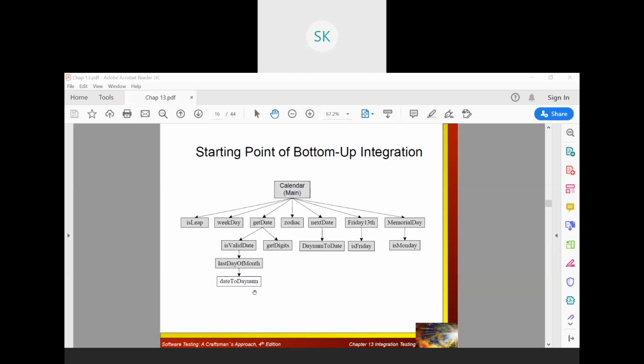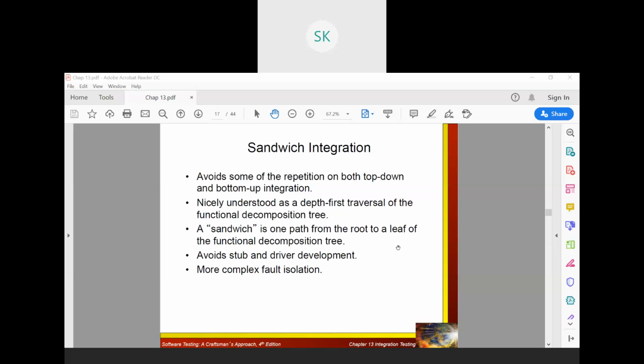In that, day to get day number, whatever that is, will be checked. After that, it will take care of your get number. Once this is done, then it will go with get digits, followed by date to date, is Monday or is Friday, whatever that is, that particular memorable day as well as the Friday 13th day will be fixed. So once it is done, it will be taken care of. Both the things combined is nothing but your sandwich. One path from the root to leaf, the other path a reverse path. So all the things will be taken care of, and whatever isolation you are taking care of with respect to your sandwich integration, it will be hard for us to identify.